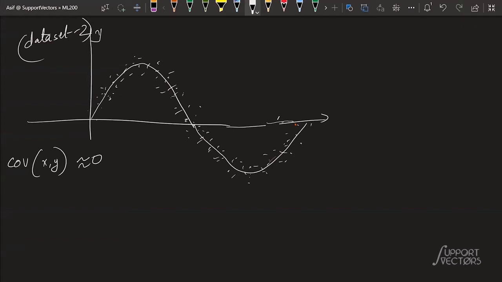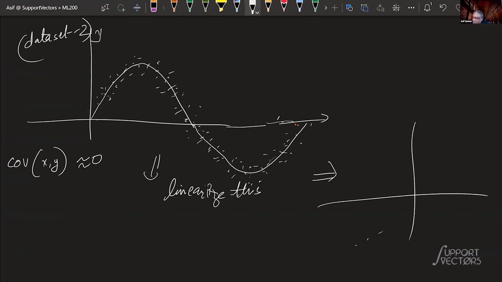Right. Okay. So now the question is, is there a way to linearize this? Can we linearize it, so that this begins to look like our old problem of data along, let us say, something like this? Can we convert it to, it doesn't matter what, oh, sorry, what did I just do?